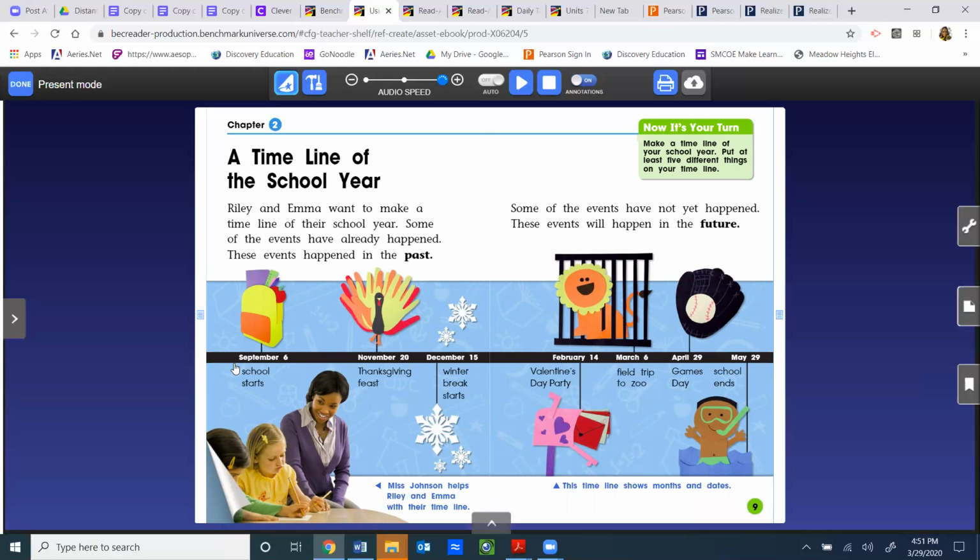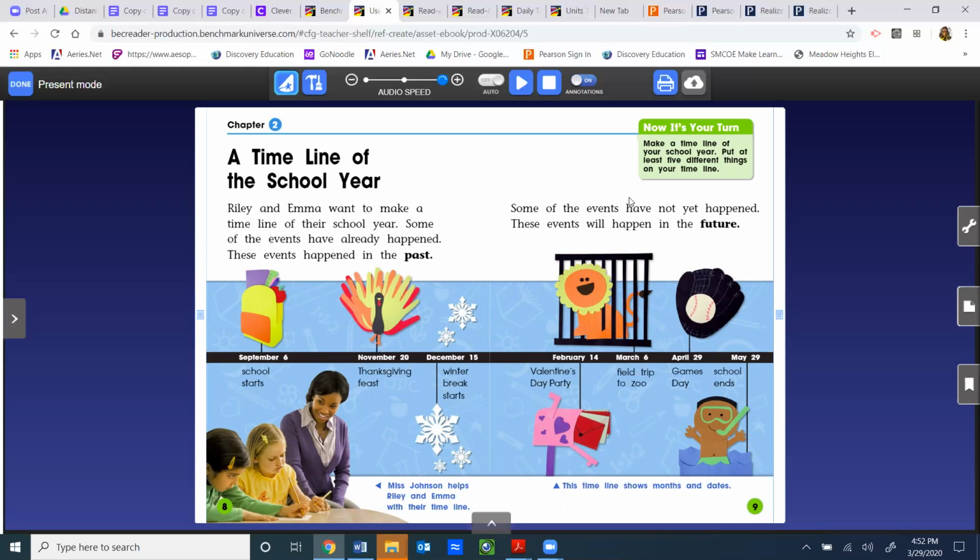It says September 6th, school starts. November 20th, Thanksgiving feast. December 15th, winter break starts. February 14th, Valentine's Day party. March 6th, field trip to zoo. April 29th, games day. May 29th, school ends. Let's read the captions. Miss Johnson helps Riley and Emma with their timeline. This timeline shows months and dates.